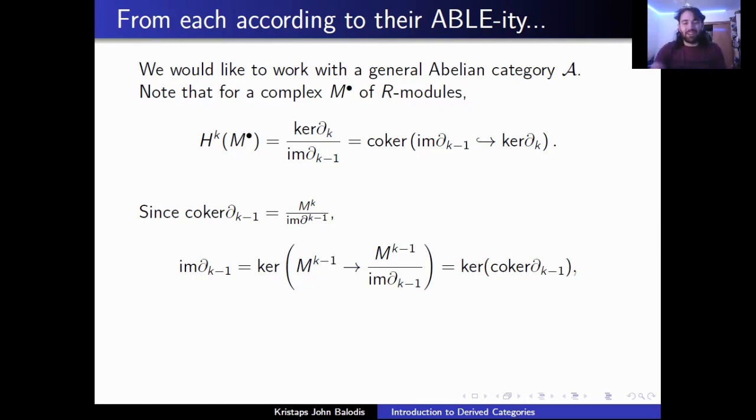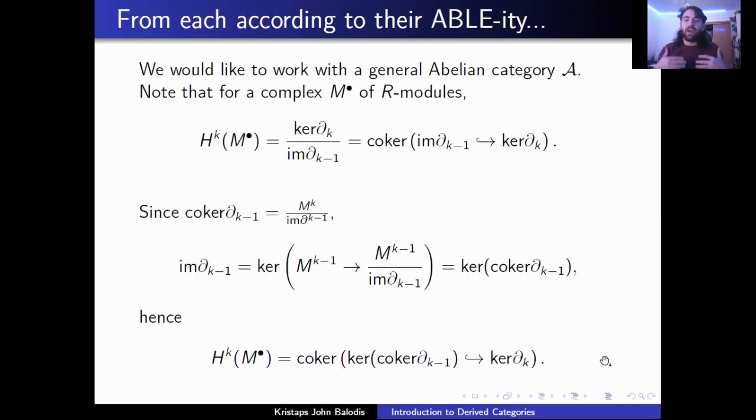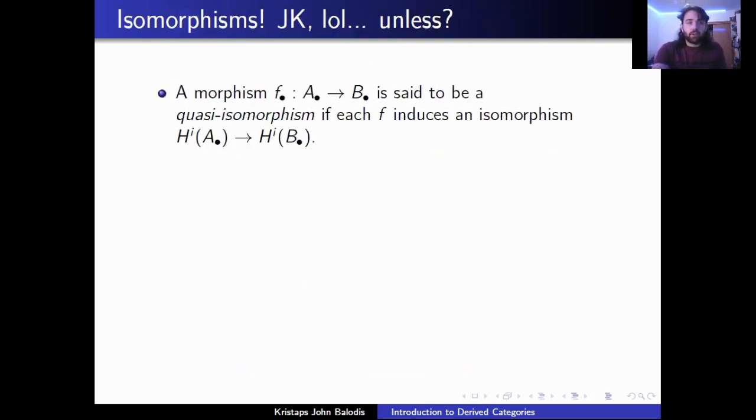So why am I saying all these complicated kernels and cokernels? The thing is, if we now assemble all these pieces together, we see that the kth cohomology can be written as the cokernel of the map from the kernel of the cokernel to a kernel. And all this complication, the point being, is that now we've rewritten everything in terms of kernels and cokernels. And that means that this definition now works in an arbitrary abelian category. So great. Now we can work much more generally.